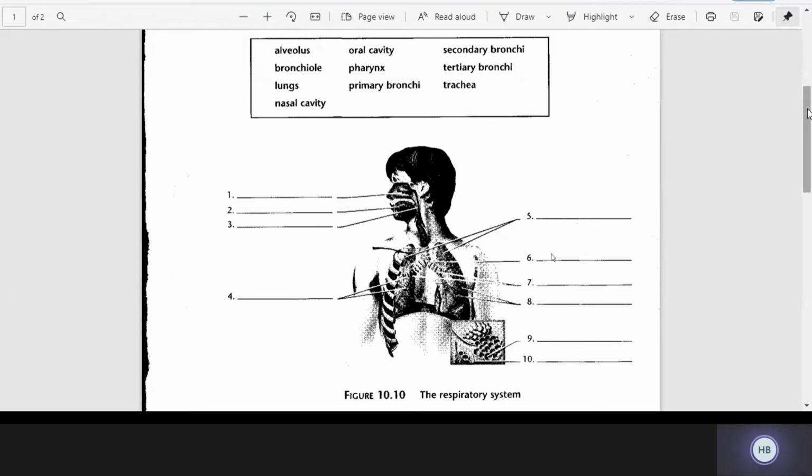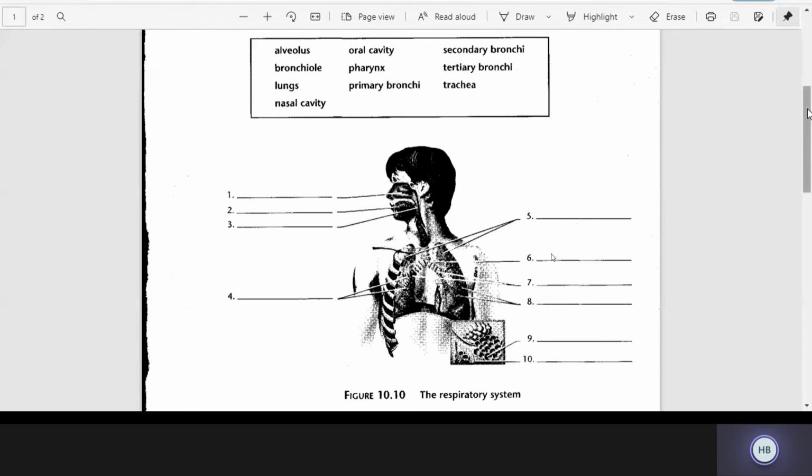Tertiary bronchi. Very good. And number 9. Number 9 is alveolus. Alveoli. Okay. And number 10. Number 10 is bronchioles. Bronchioles and alveoli. Okay. Thank you, boy. You're very good.